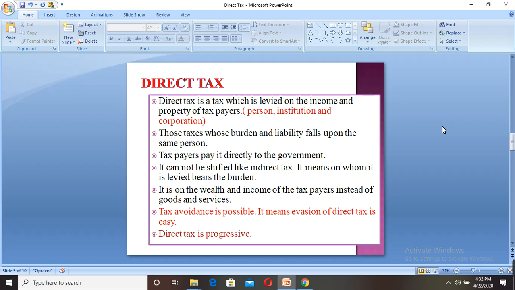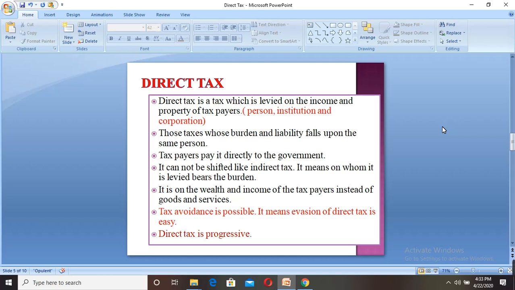Those taxes whose burden and liability fall upon the same person. Its impact and burden cannot be shifted to another person like an indirect tax. Taxpayers pay it directly to the government, and it cannot be shifted like indirect tax. It means the person on whom it is levied bears the burden of this tax, and it is on the wealth and income of the taxpayers instead of goods and services.